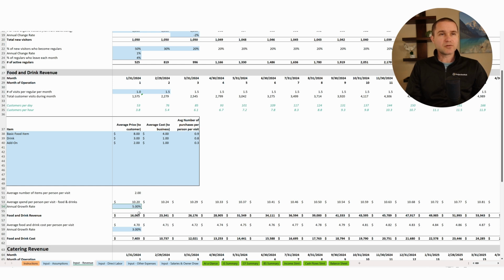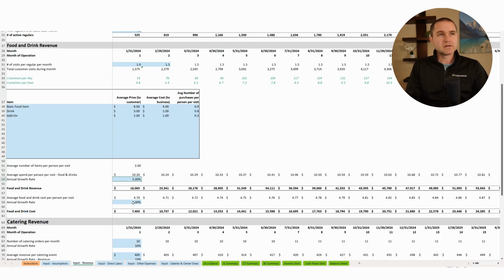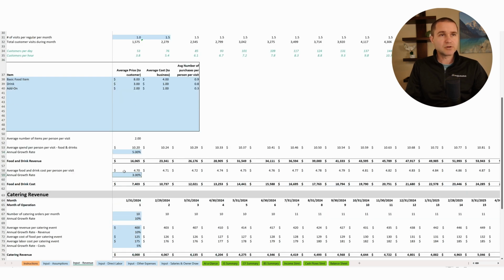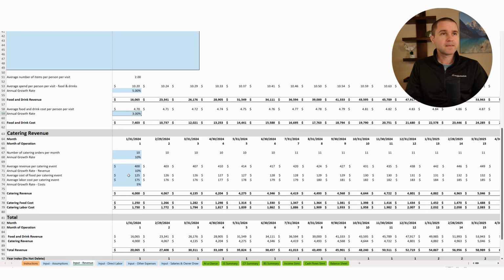We can apply this growth rate to say we're going to increase prices, or we're going to try to upsell more over time. And so we think we're going to be able to apply this annual growth rate to the average ticket. You can also apply an inflation rate to the average cost here as well.